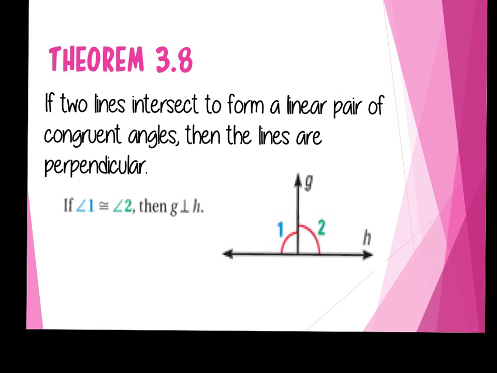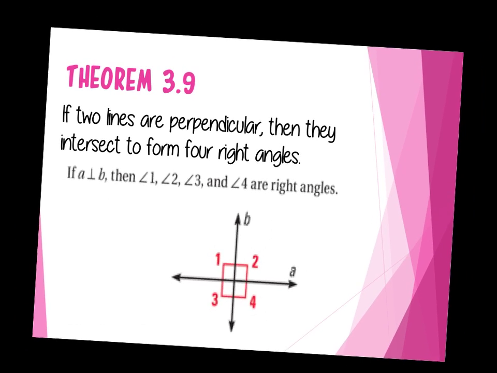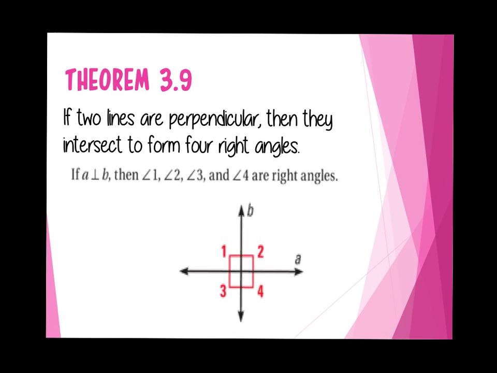This is just in one step. This is one proof, or one theorem that says that. Theorem 3.9 says if two lines are perpendicular, then they intersect to form 4 right angles. Again, mostly stuff you already know, okay? It's just putting it into words.